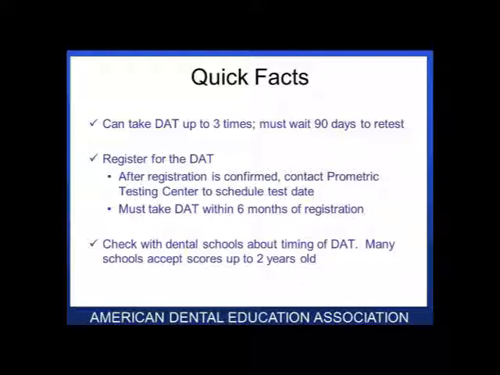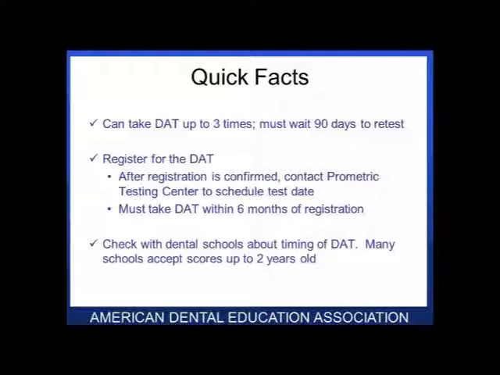After registering for the DAT, you will receive an email notification from the ADA to contact a Prometric testing center and schedule a date to take the DAT. Unlike many other standardized tests, there are no prearranged or single test dates. You may select the date you wish to take the test. However, the date must be within 6 months of the date of your registration.